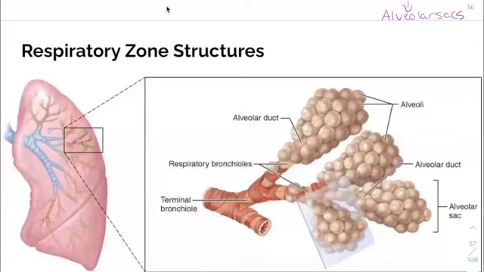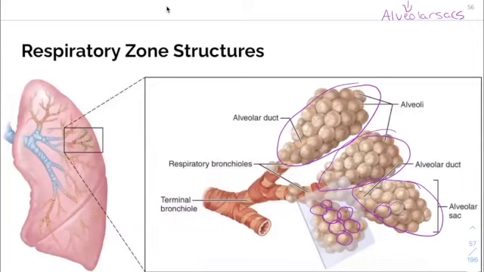So these whole things here are alveolar sacs. These are at the very end, and they contain all these little alveoli. These little alveoli are where gas exchange is going to happen, because we have that flat, simple squamous epithelium in here. It wraps all the way around each one of those alveoli.